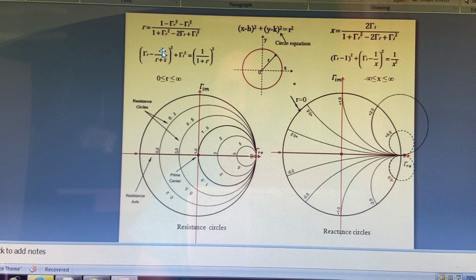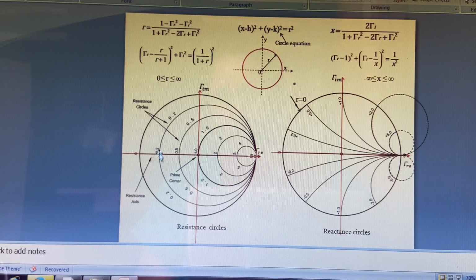Similarly, as the value of r increases, the center shifts towards the right side like this. For example, for r equal to 0.2, normalized resistance equal to 0.2, the center shifts to some other point based on this value. Similarly, the radius reduces in this case, because as r increases this term reduces. So for r equal to 2, we will get one more circle like this. The center changes and the radius changes, and the circle will be like this.